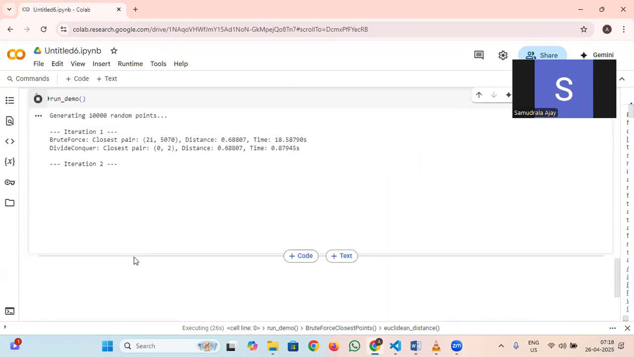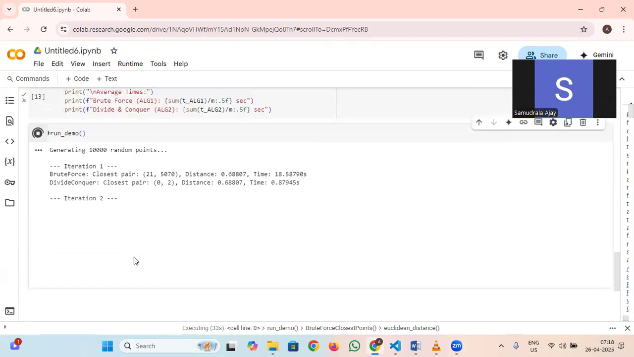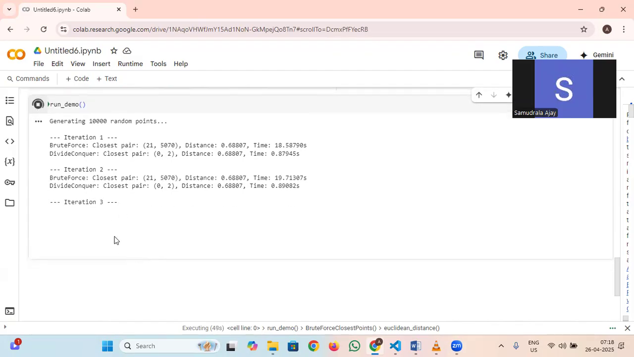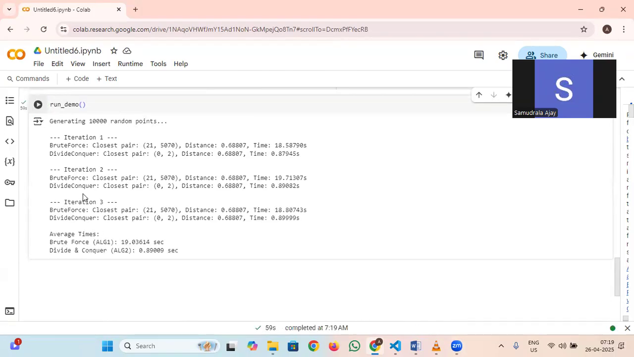We're running multiple iterations, two or three, and we're waiting. The second iteration is done, the third iteration is coming. The three iterations are done.